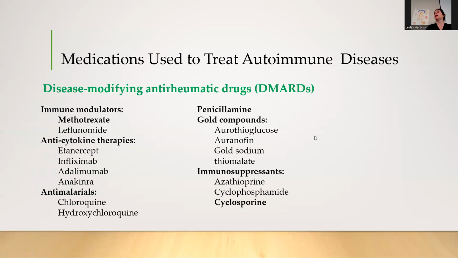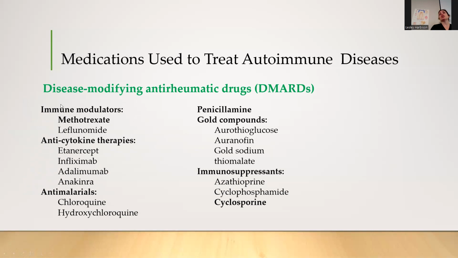And then there's another category of drugs called DMARDs. I think we talked about these in oral med a little bit. We must have. Disease modifying anti-rheumatic drugs. So things like rheumatoid arthritis, things like that, or rheumatic fever.